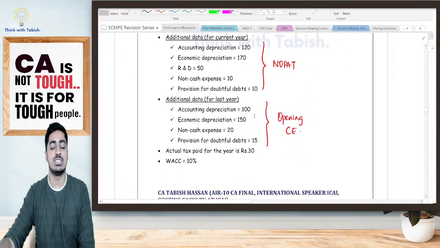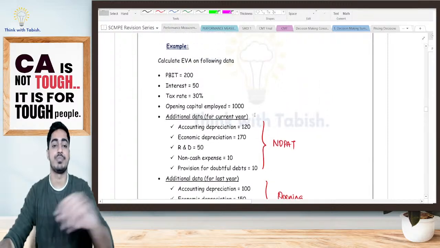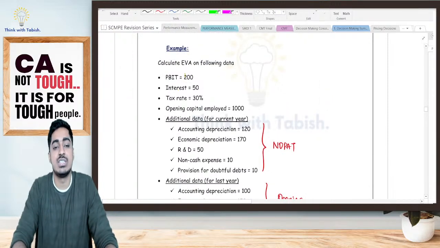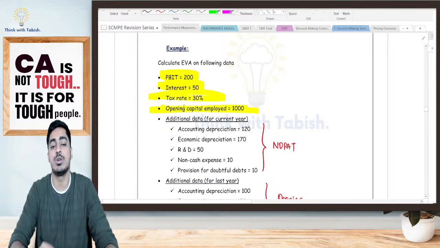Now we have one simple example. Let's see this. Profit before interest and tax was 200. Interest was 50 rupees. Tax rate is 30%. Opening capital employed was 1000.